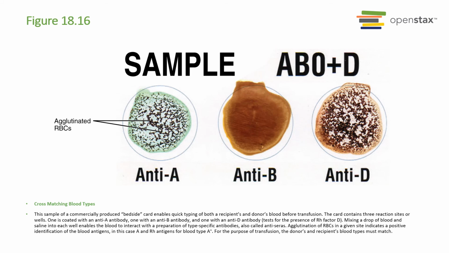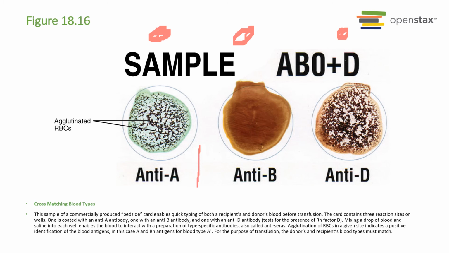There's another protein called the RH, also called D. On this card or this slide, we're seeing it as D. So let's just talk about A and B. In this case, we've put a drop of blood on each one of these places, just a drop of blood from one person, and we've added antisera and stirred it around and let it sit for a minute or so.